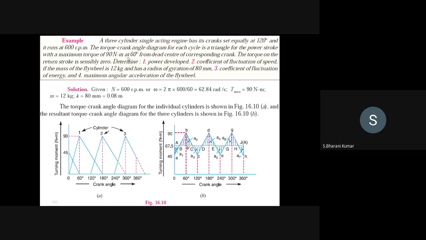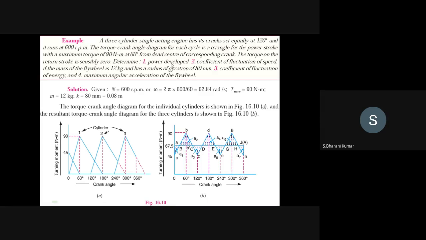This is the second sum for today's class. A 3-cylinder single acting engine has its cranks equally set at 120 degrees. This problem is totally different from the first two problems, because the data are totally different. The torque angle diagram for each cycle is a triangle for the power stroke with a maximum torque of 90 Newton meter at 60 degrees from dead center of the corresponding crank. The torque on the return stroke is sensibly zero.